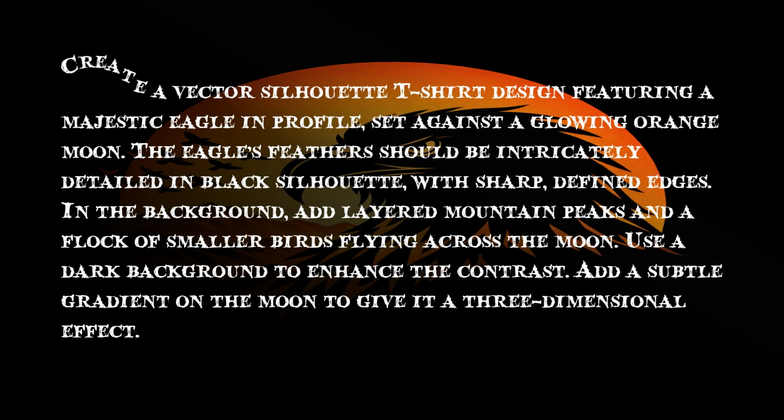Create a vector silhouette t-shirt design featuring a majestic eagle in profile, set against a glowing orange moon. The eagle's feathers should be intricately detailed in black silhouette, with sharp, defined edges. In the background, add layered mountain peaks and a flock of smaller birds flying across the moon. Use a dark background to enhance the contrast. Add a subtle gradient on the moon to give it a three-dimensional effect.